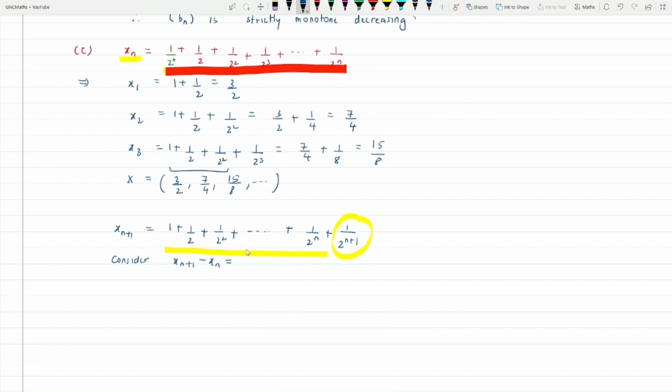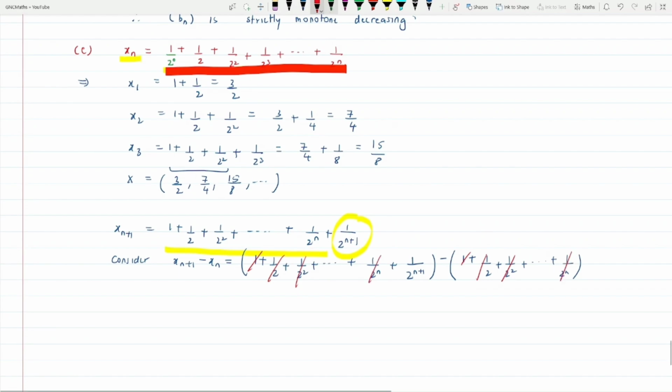So let me just write it down. So we have 1 plus 1 by 2 plus 1 by 2 square up to 1 by 2 raised to n plus 1 by 2 raised to n plus 1. And then we need to subtract xn from it, and xn is 1 plus 1 by 2 plus 1 by 2 square up to 1 by 2 raised to n. Now a clear comparison is there. We can get rid of 1, half, 1 by 2 squared, up to 1 by 2 raised to n, and thus we are only left with the number 1 upon 2 raised to n plus 1.